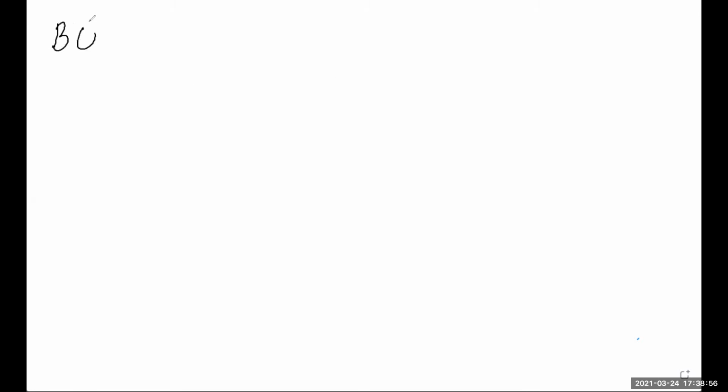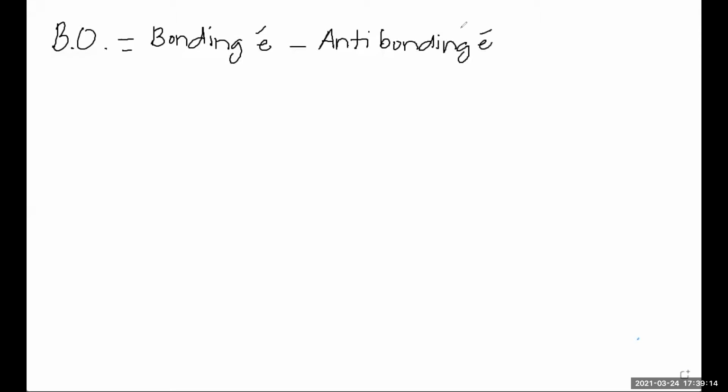So when they ask you to find the bond order of something, you take your bonding electrons, and then I'll show you what that means. So bonding electrons, and you're going to subtract your anti-bonding electrons, and then you're going to divide that by 2. So let's say that they ask, I'll do N2, the bond order of nitrogen gas.